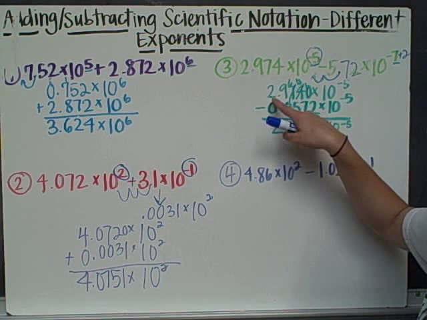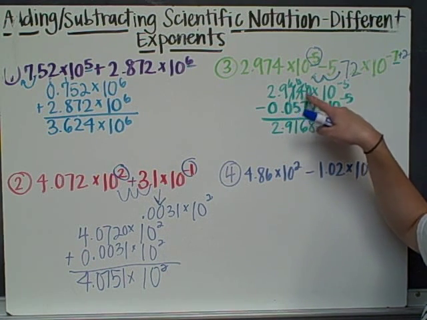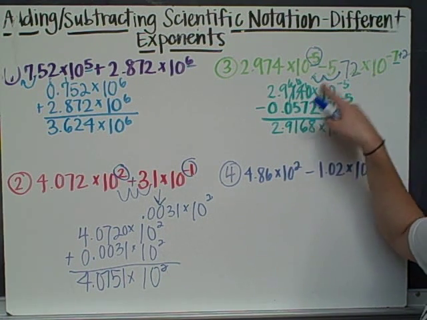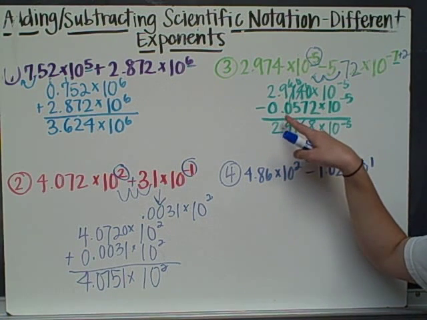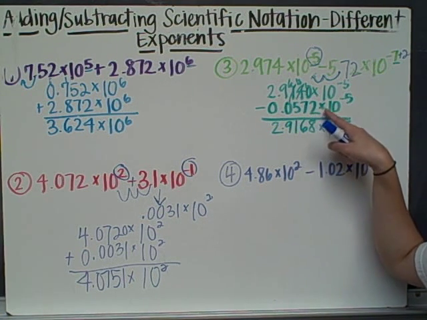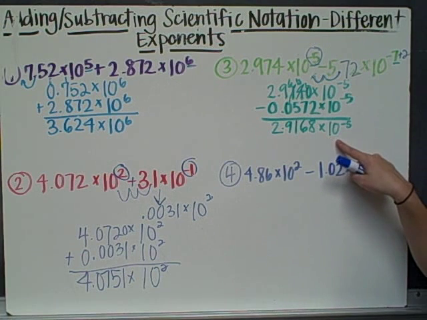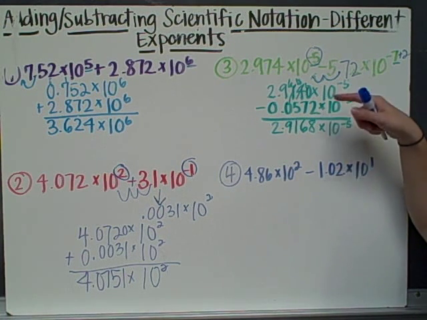So now I have 2.974 times 10 to the negative 5th. And since we moved the decimal twice, we get 0.0572 times 10 to the negative 5th. Rewrite your times 10 to the negative 5th and then subtract.